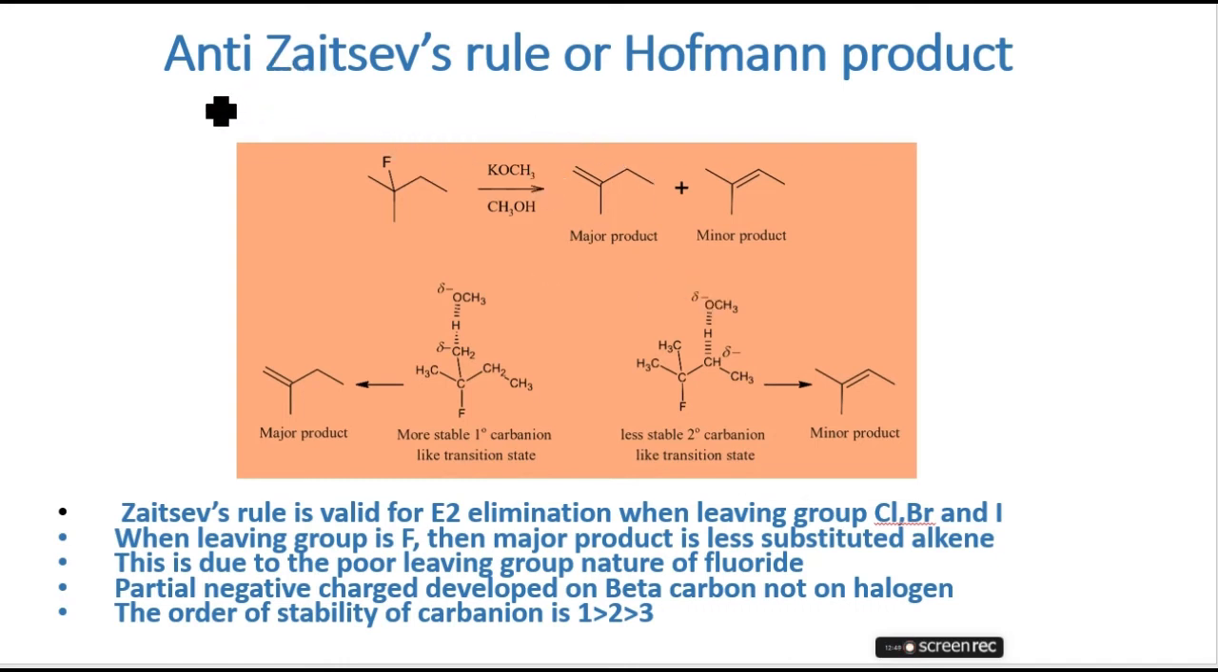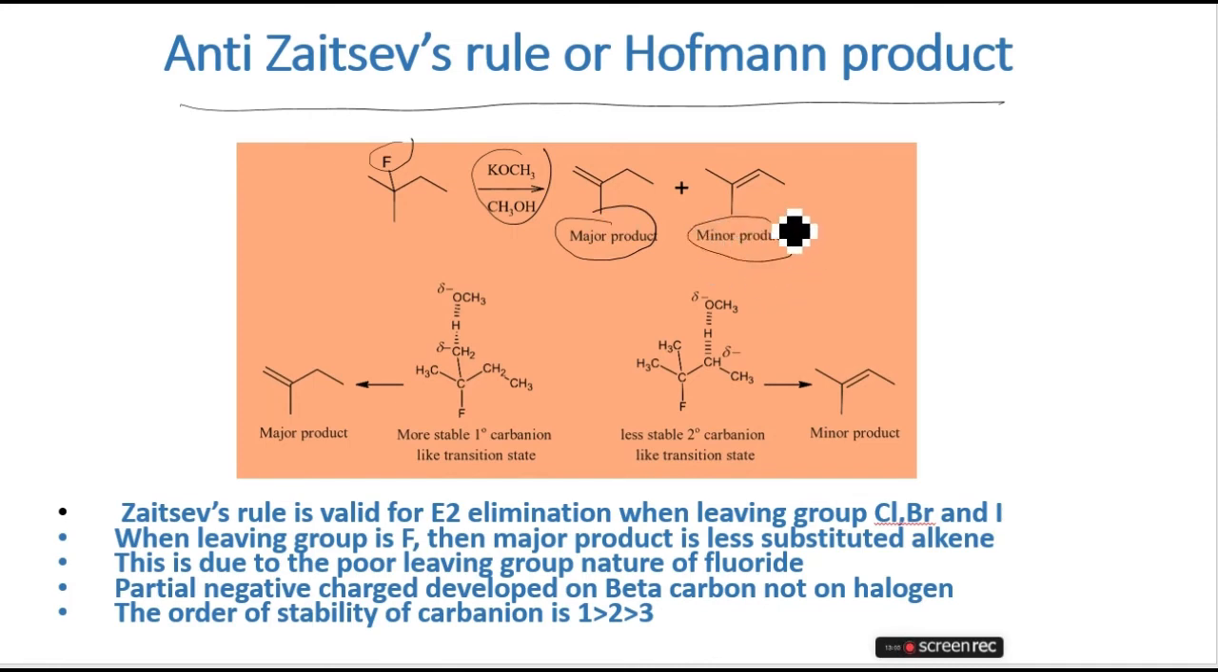In this case, the product will follow the anti-Zaitsev rule, the Hofmann product. So we have taken fluorine here instead of bromine. We reacted in the presence of base or in solvent. The major product will be the less substituted alkene, and the minor product will be the more substituted alkene. Why is this happening? This we can see by the mechanism.